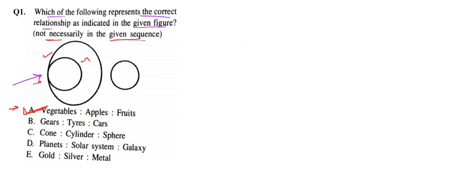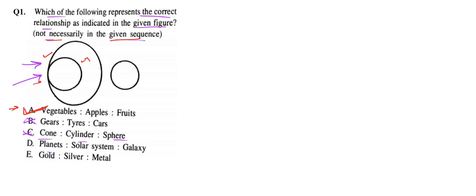Similarly we will check each option. The third option is cone, cylinder and sphere. You can check all these three are shapes, and we have no relationship between any of them. So for them we need three different circles not related to each other. We do not have such a figure, so option C is also not a correct option.